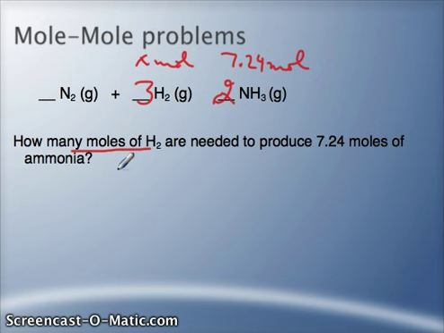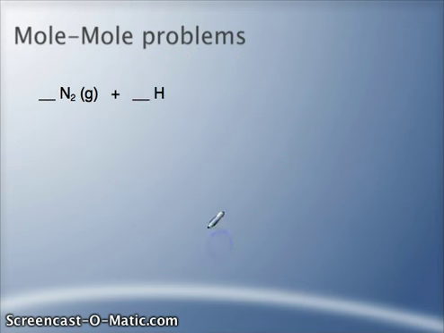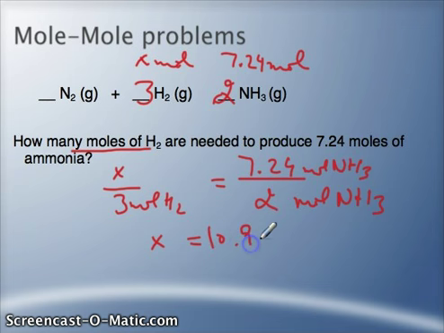And I can set up the ratio right there. X over 3. Now these are moles of H2. Over, on the other side we have 7.24 over 2. These all represent moles of ammonia. This is how you would solve the problem. So now we have X. X in this case is going to be equal to 10.9 moles.